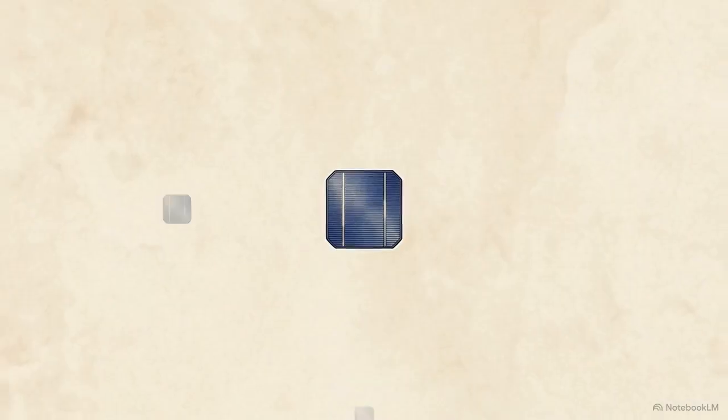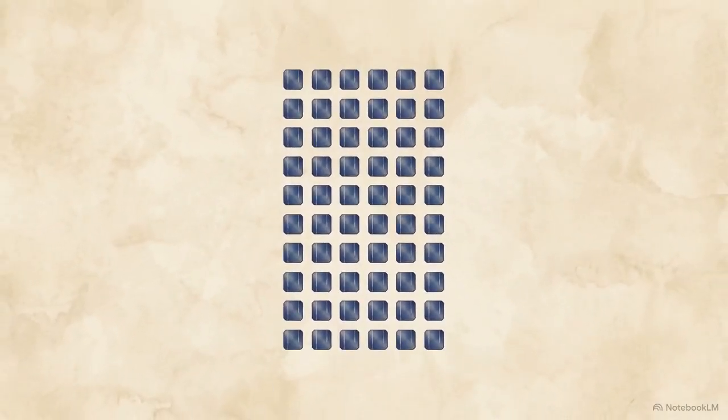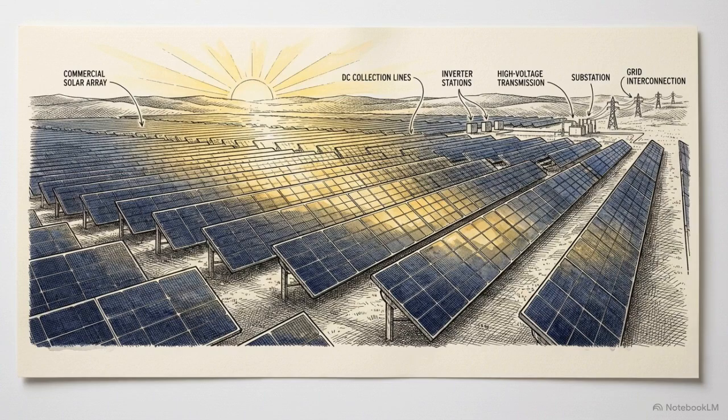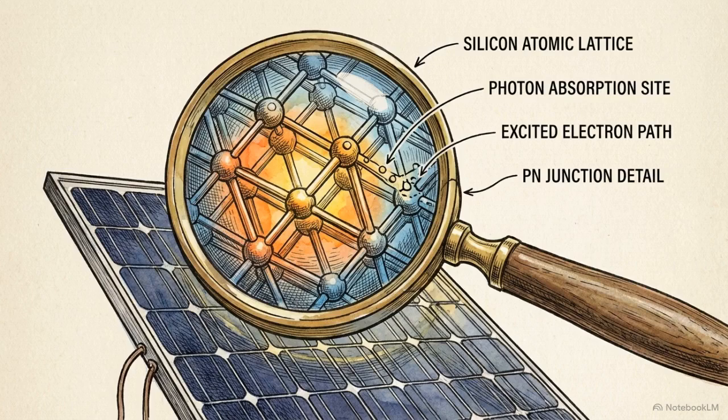While a calculator uses a tiny strip, the physics remains exactly the same at any scale. Mastering how this single, fundamental building block works is your first step to understanding the massive renewable energy grids of the future. To understand how light becomes electricity, we have to look at the microscopic scale.